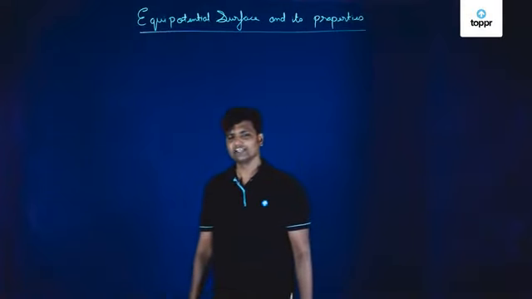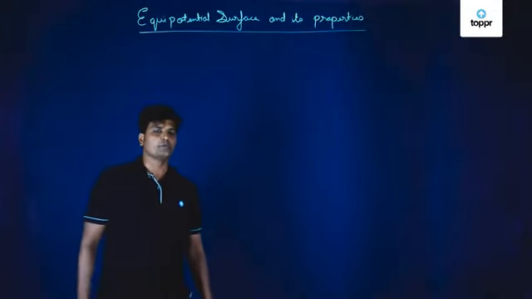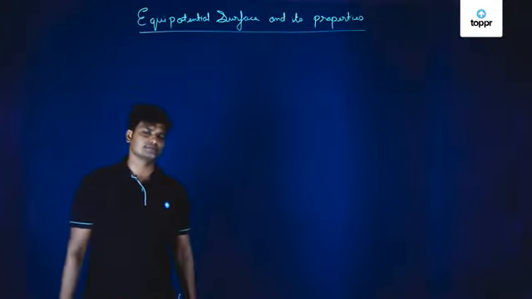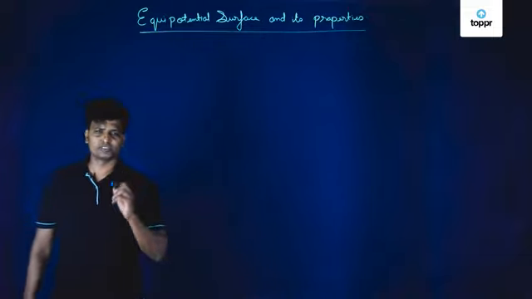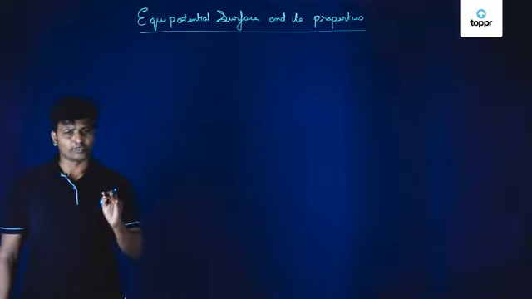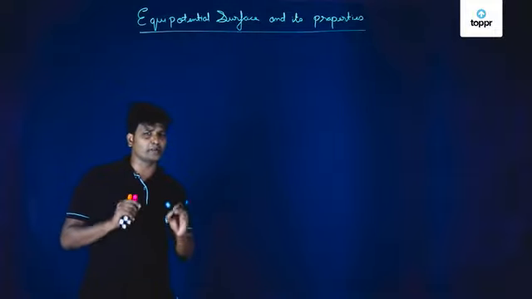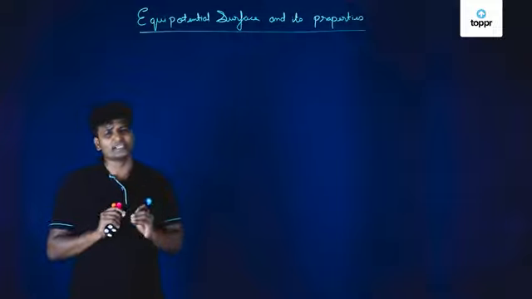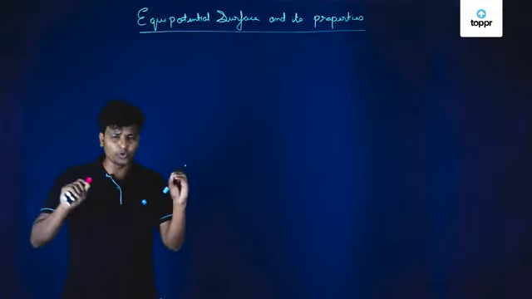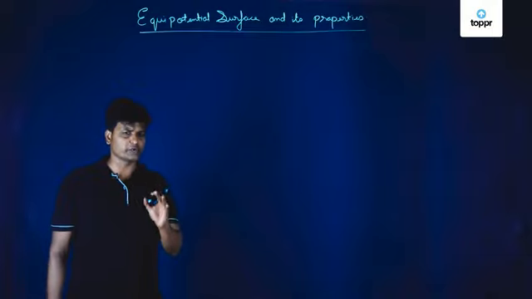Hello friends, in this session we are going to understand equipotential surface and its properties. Now first let us understand what is the equipotential surface. The surface on which the electric potential at every point is equal is called as equipotential surface. So what is equipotential surface?